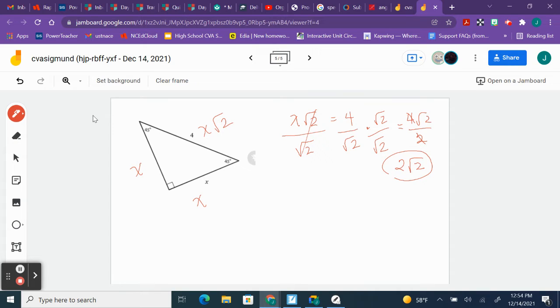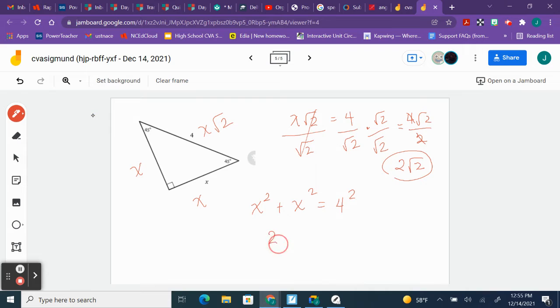Just because we discussed the Pythagorean theorem, this would be x squared plus x squared, because they're both x values because they match, is equal to 4 squared.